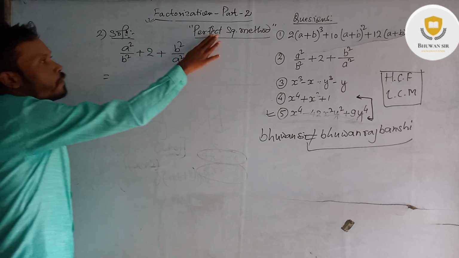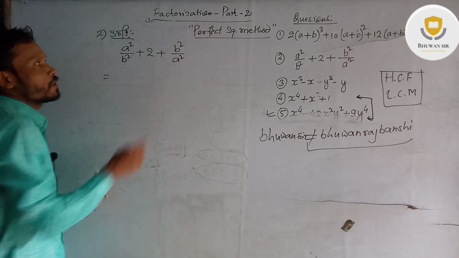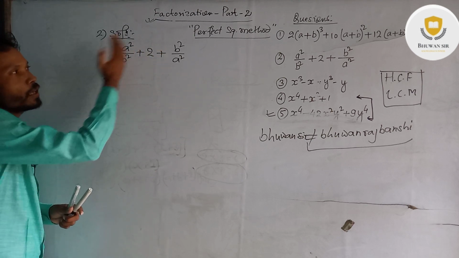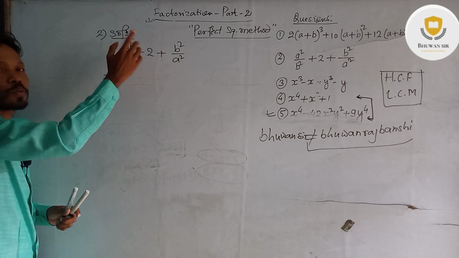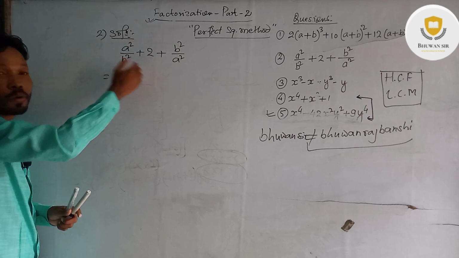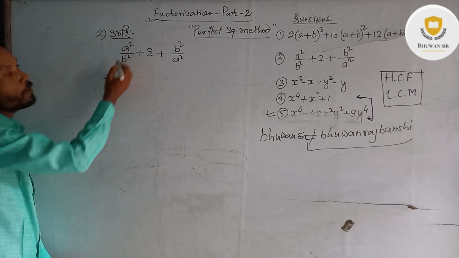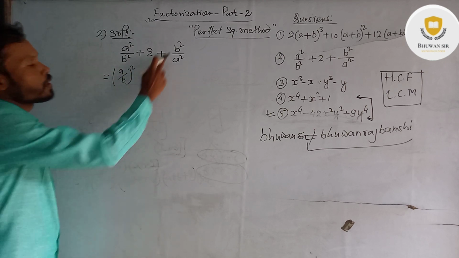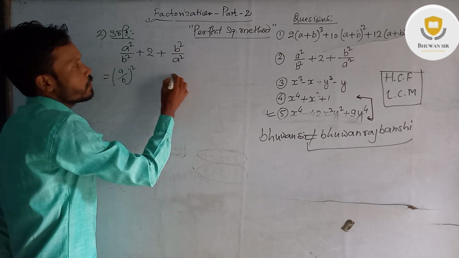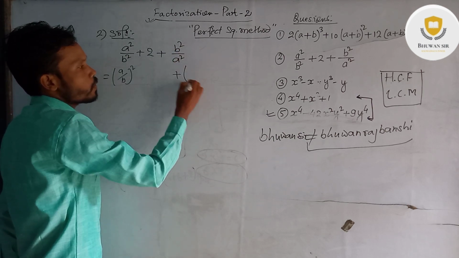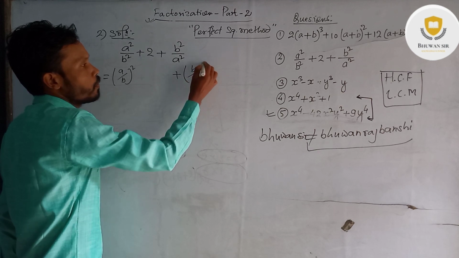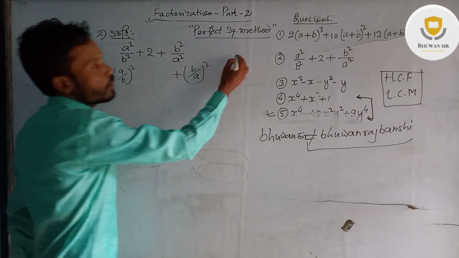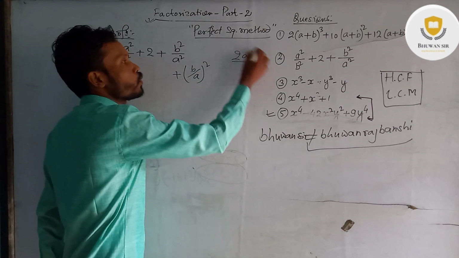Okay, the first condition in perfect square method: the first number and the last number must be square numbers. The square number means it can be written as a whole square. See here, a square by b square we can easily write as a by b whole square without any doubt. Similarly, for the last one, b square by a square, we can easily write b by a whole square. And in the middle we have to adjust 2ab.